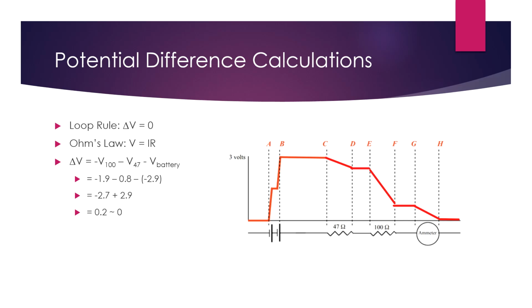Because V is equal to current times resistance, the largest resistor has more potential difference than the smaller one, hence the steeper gradient in the graph. Ultimately, this circuit follows the node rule and loop rule.